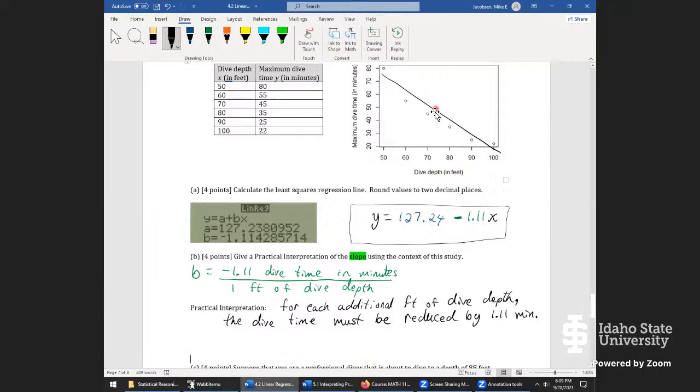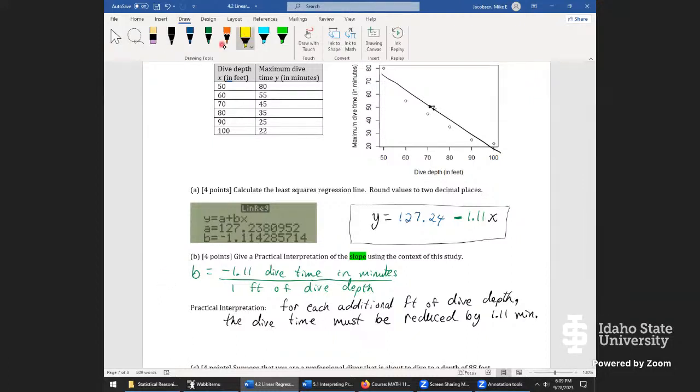And visually, if we put a line to this, it's saying you go to the right by 1 unit, kind of hard to see, I'd have to zoom in a bunch. You'd have to go down by 1.11 minutes, is what that slope is saying there. So that's our third interpretation of a slope like this one.